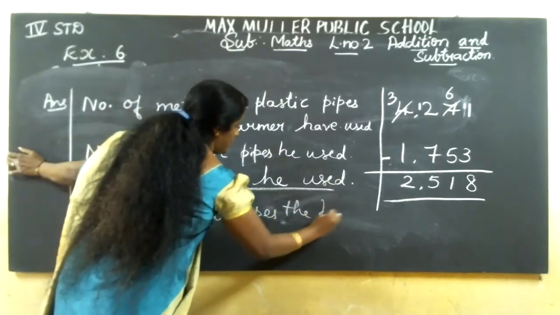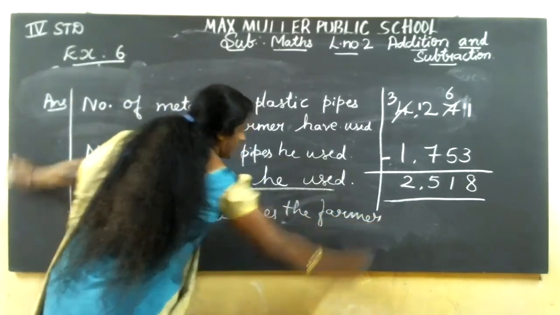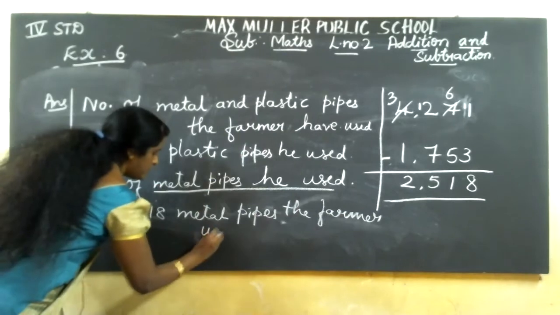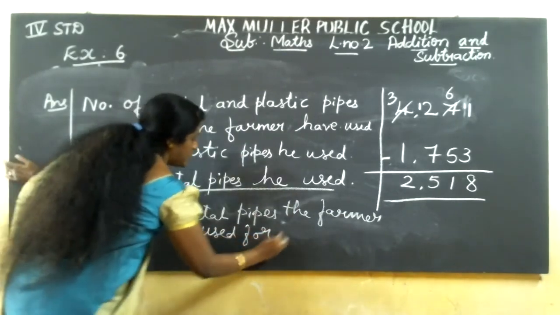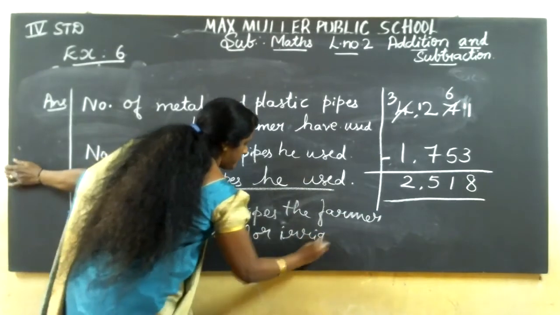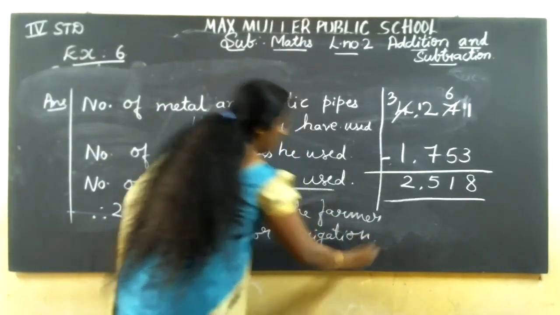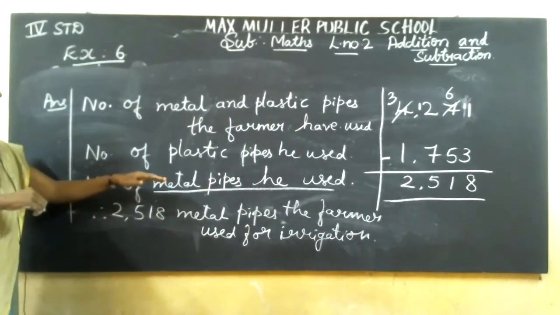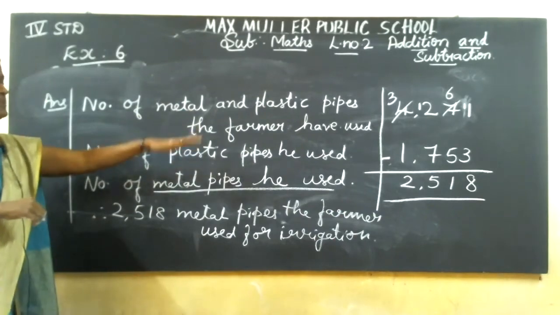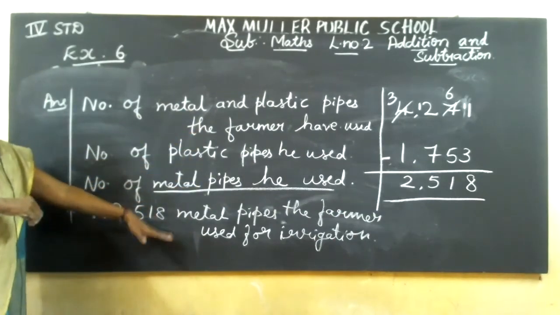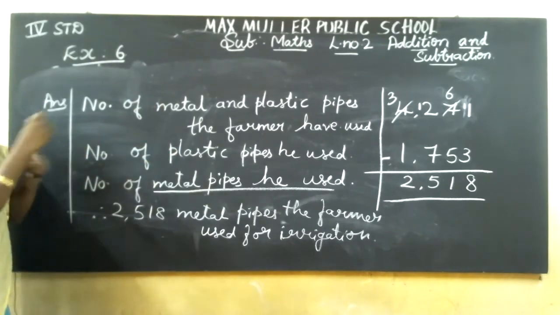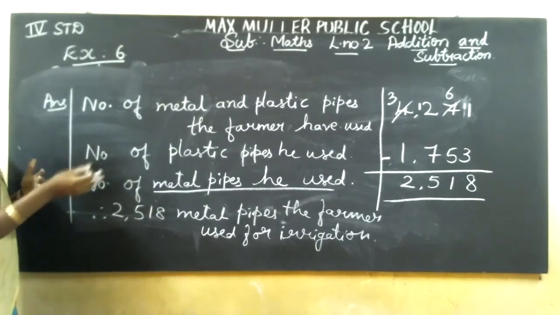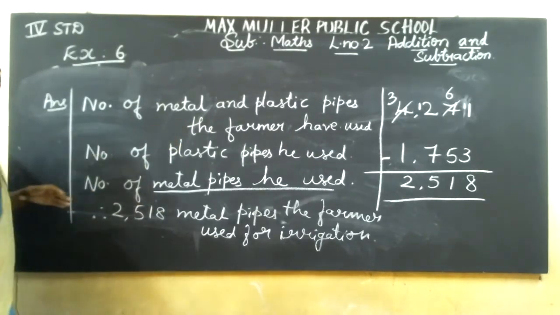The farmer, you should write here, 2,518 metal pipes the farmer used for irrigation. Okay, how much did he use to plow the field? He has used plastic pipes and metal pipes. So we did subtraction. We have separated how much he has used. In total he has used 4,271. So how many plastic pipes and metal pipes, we did it here. Okay, copy down, children.